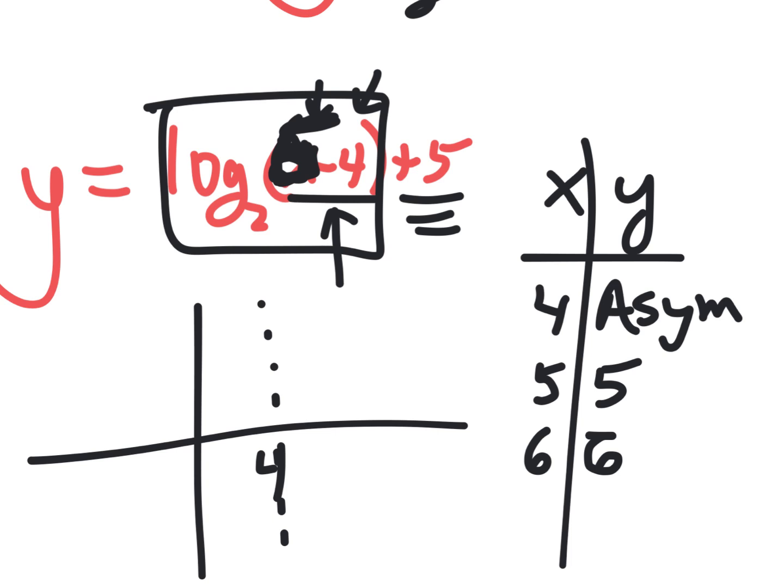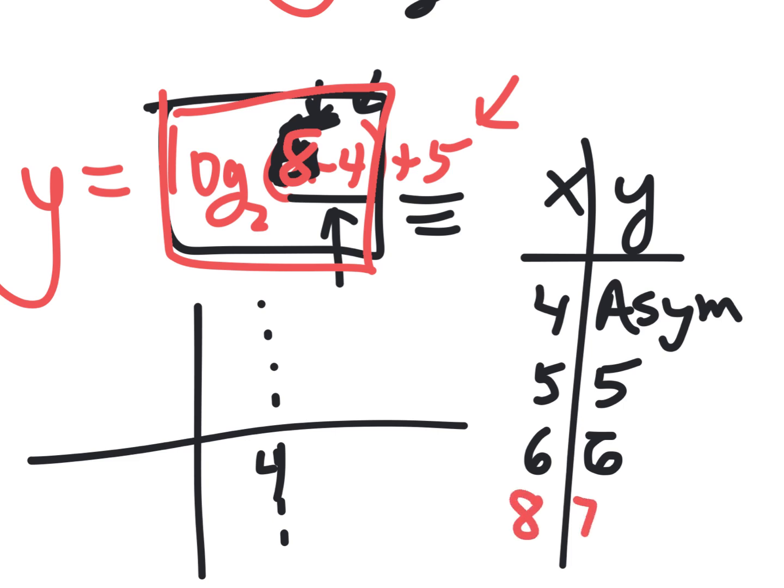I'm going to pick on Alex. 8, he says. I'm going to try it. I put in an 8 right here. 8 minus 4 is 4. Ooh, you chose wisely because log base 2 of 4 is 2. And then you add the 5 and you get, so you put in what? 8. And you got 7. There you go. There's another point.